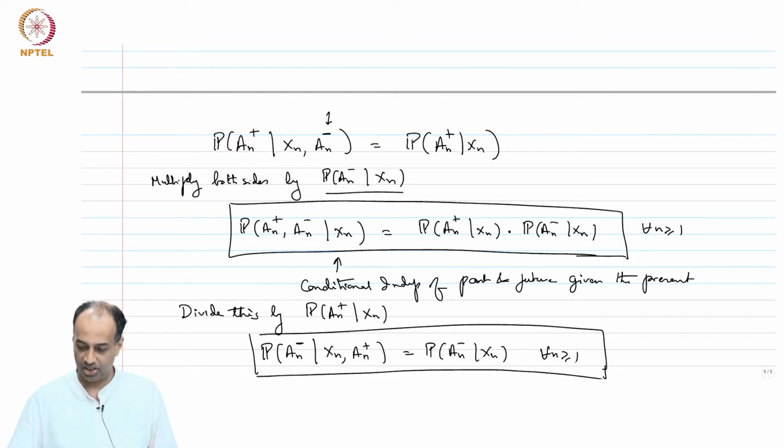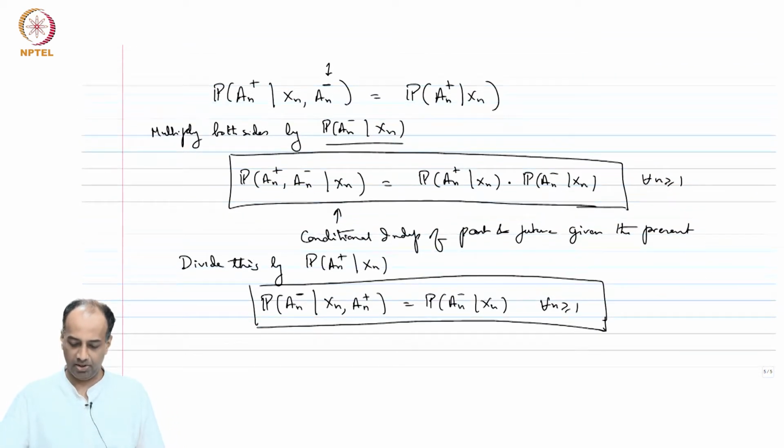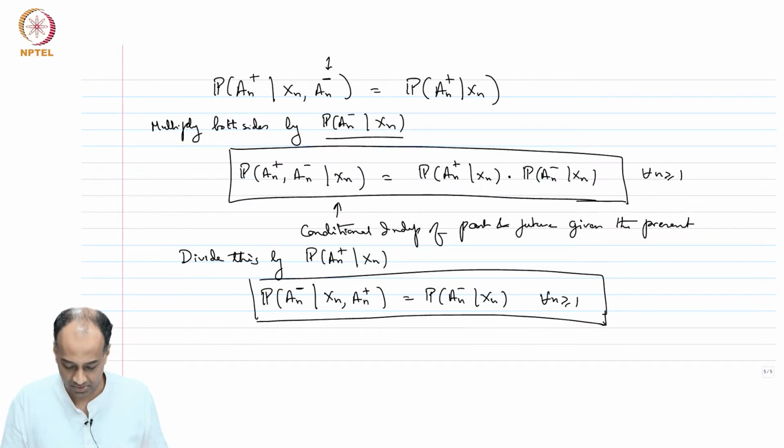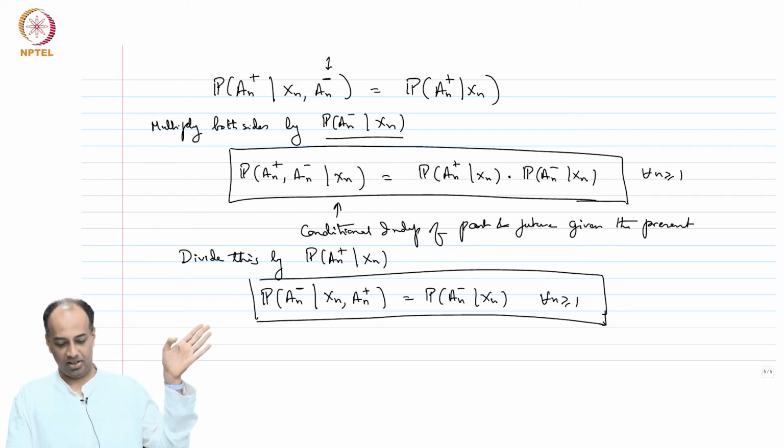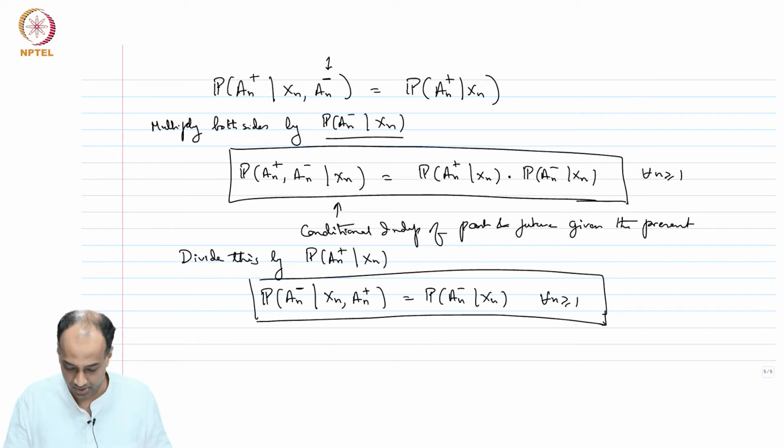Okay, assuming that these probabilities are non-negative, I am just dividing by P of a n plus given x n. So, what does this mean? This is saying that given the present and the future, the probability of a n minus is simply the probability of a n minus given the present. The future is irrelevant. All right.